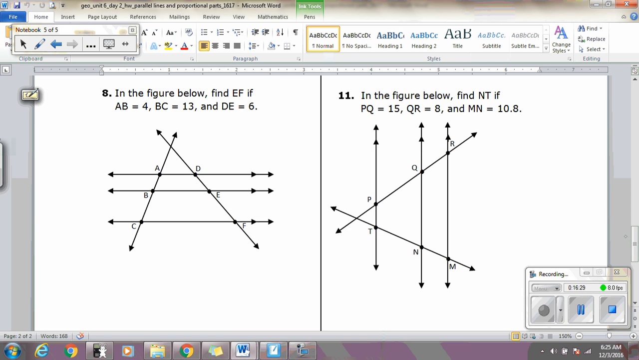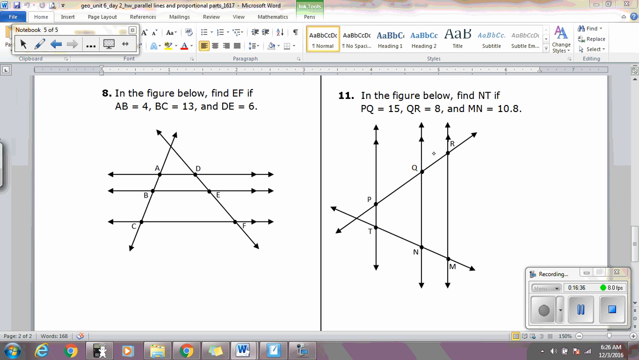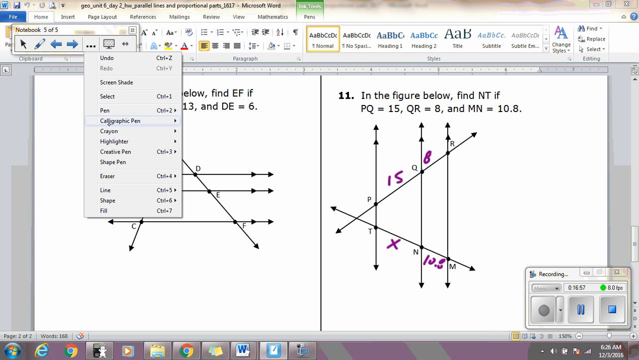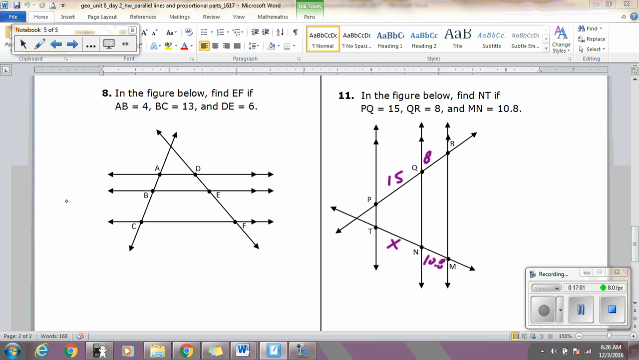Number 11. PQ is 15, right here. QR is 8. MN is 10.8. It wants us to find NT, so let's call that X. So this one is a lot like the one we just did. We don't have to separate anything, but we have proportional parts.